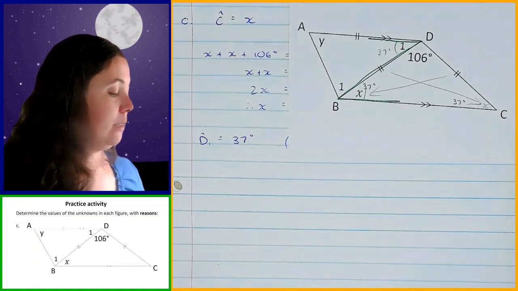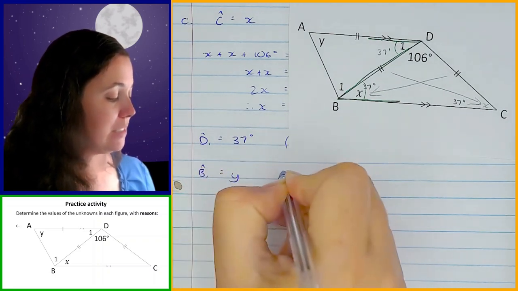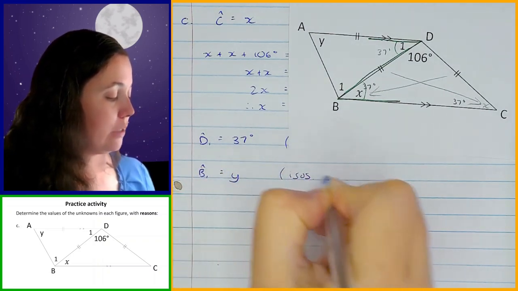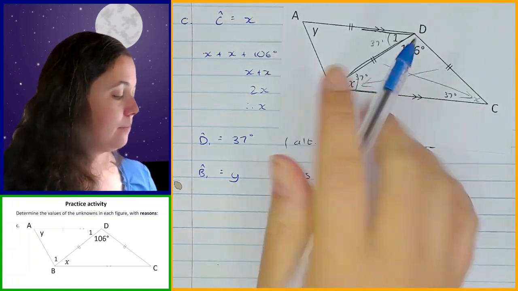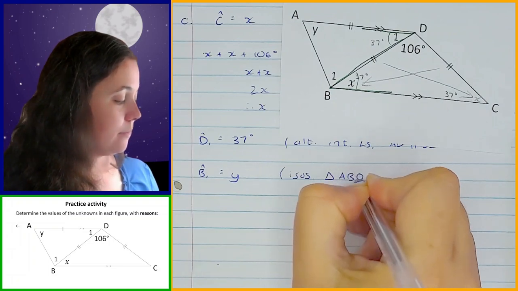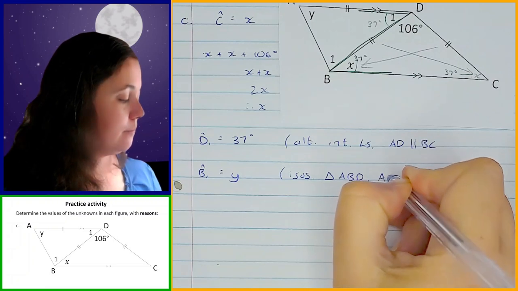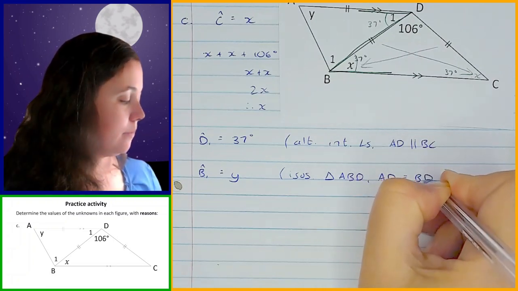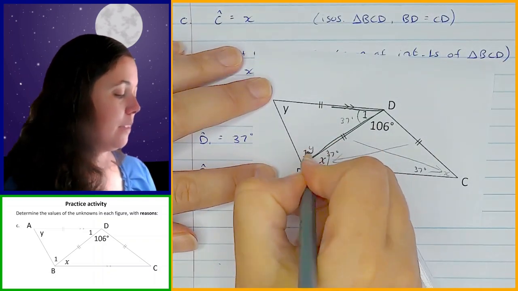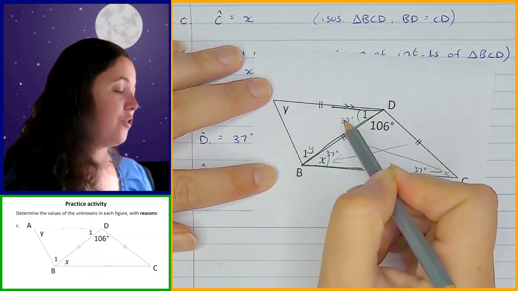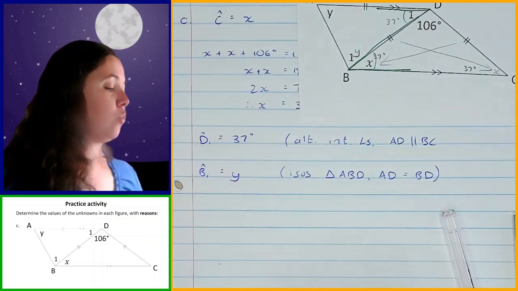Okay, so angle B1 is equal to y, and the reason I know that is because of an isosceles triangle ABD with AD equal to BD. Okay, so now that I know that, let's go and put that over there. So now I have y and 37 degrees. Now I can use the interior angles of that triangle to work out what y is equal to.